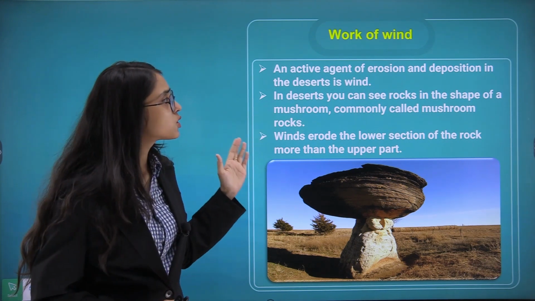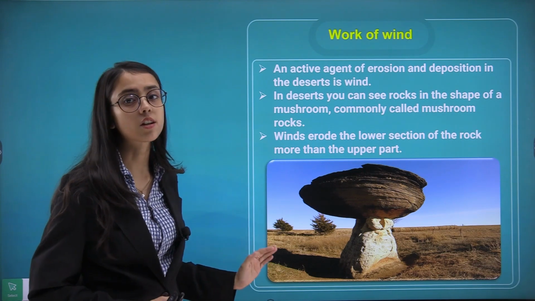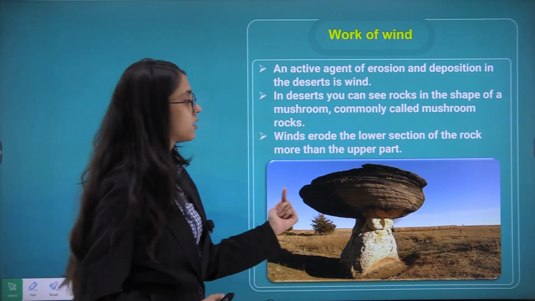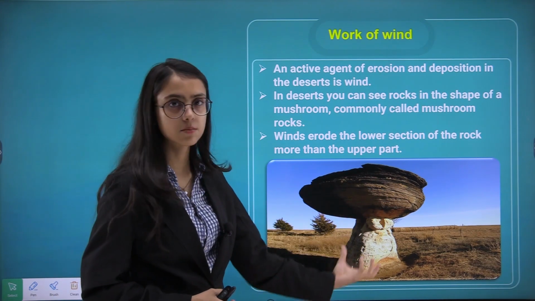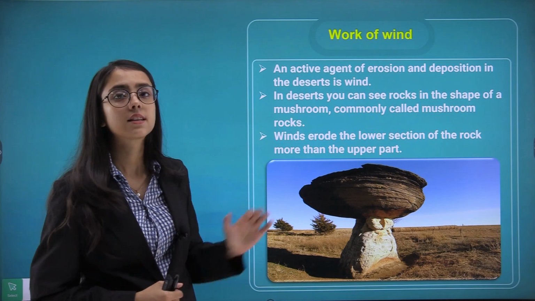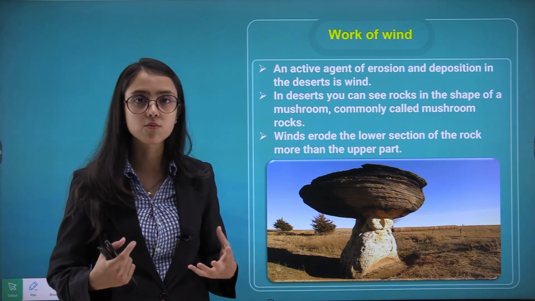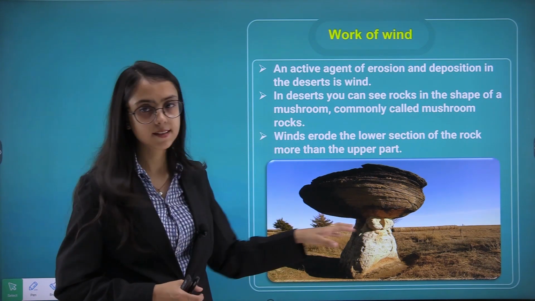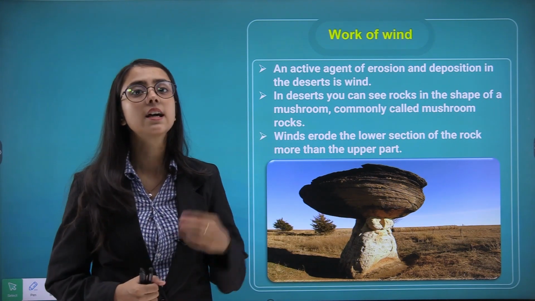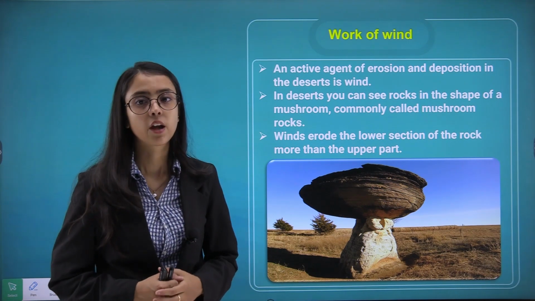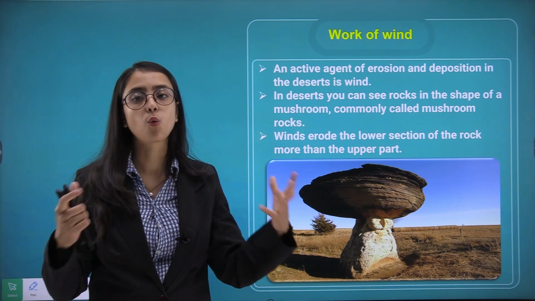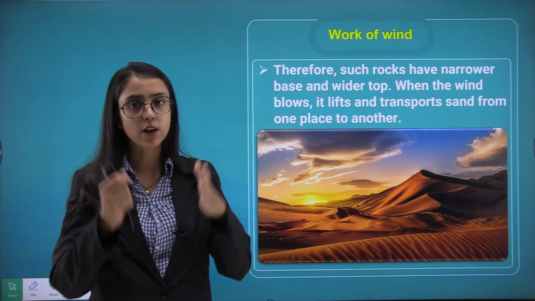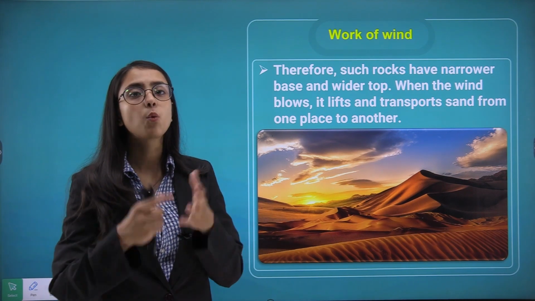Sometimes in deserts you see rocks such as this, which are in the shape of a mushroom. Don't you think this rock is in the shape of a mushroom? The top is bigger and the bottom is very steep. These are known as mushroom rocks, and they are formed because of the work of the wind. The wind erodes the lower section because it is where the wind hits the rock hardest, whereas the upper section is wider in nature. Therefore, such rocks have a narrow base and a wider top.